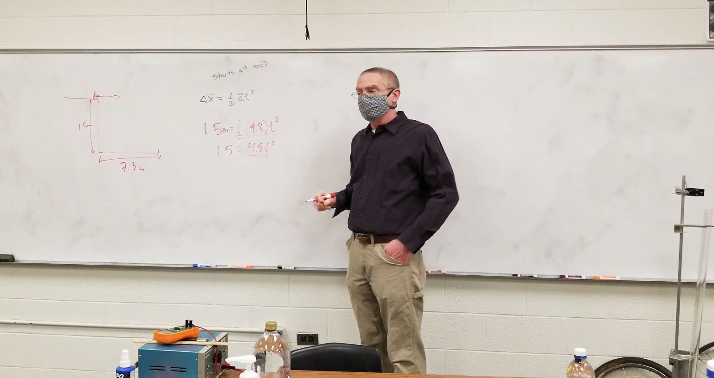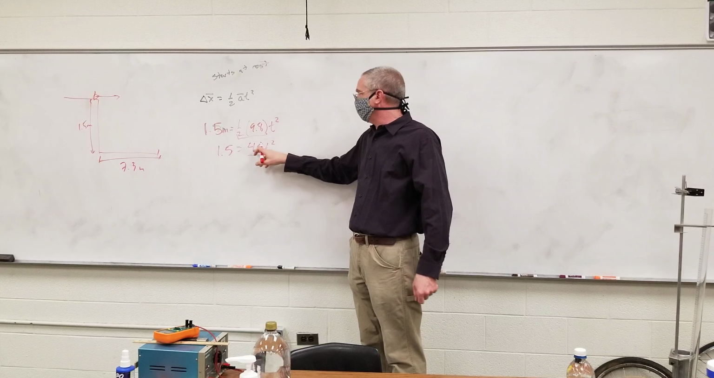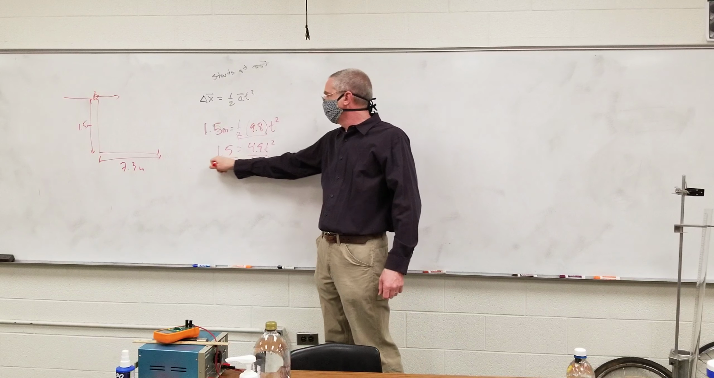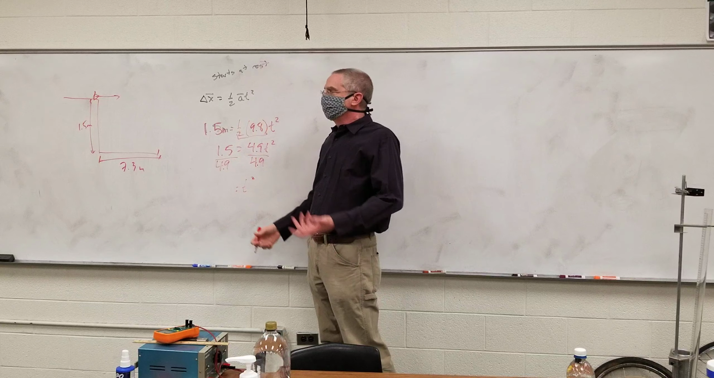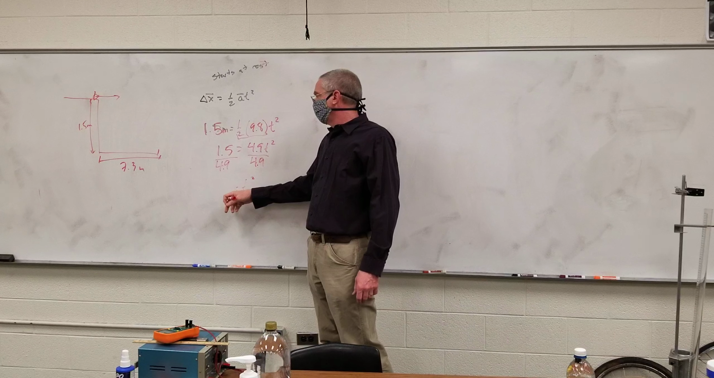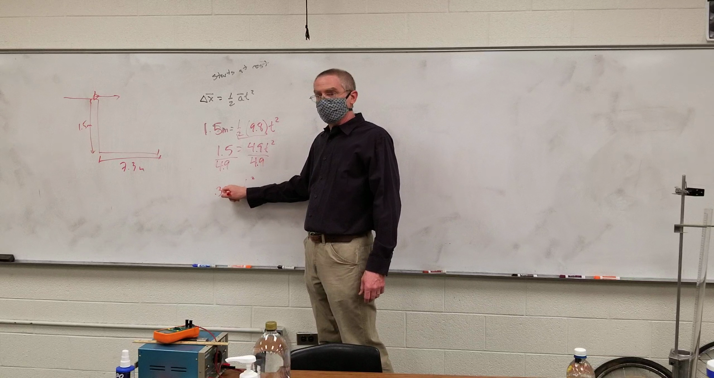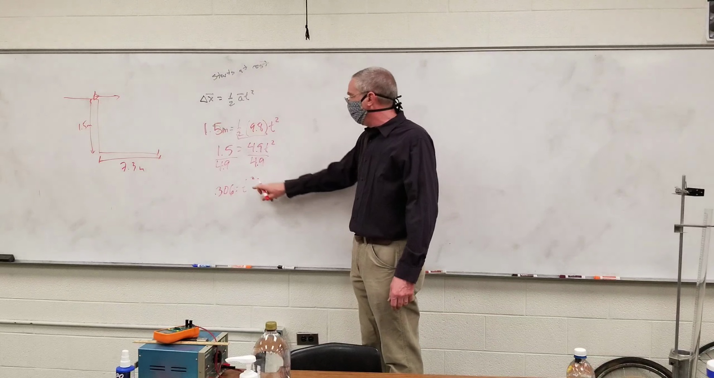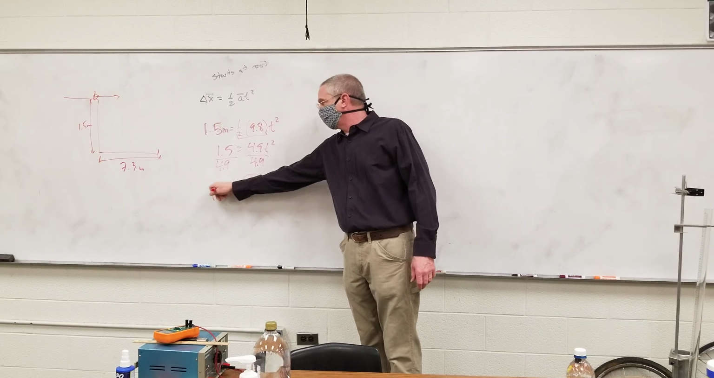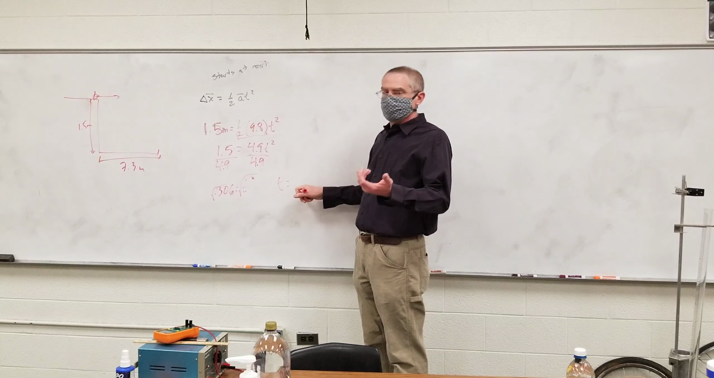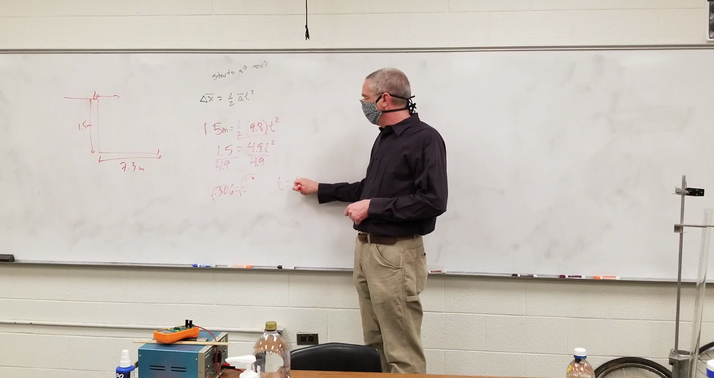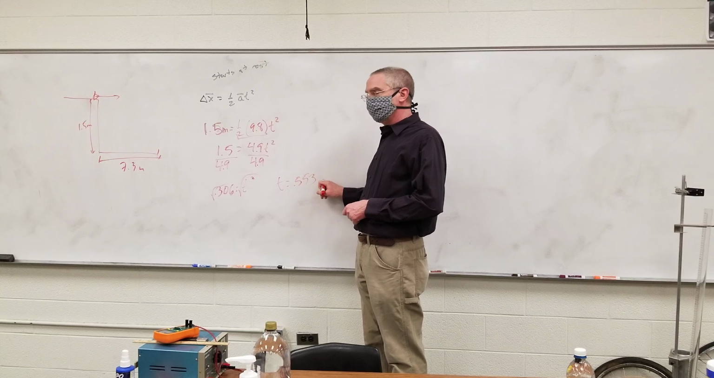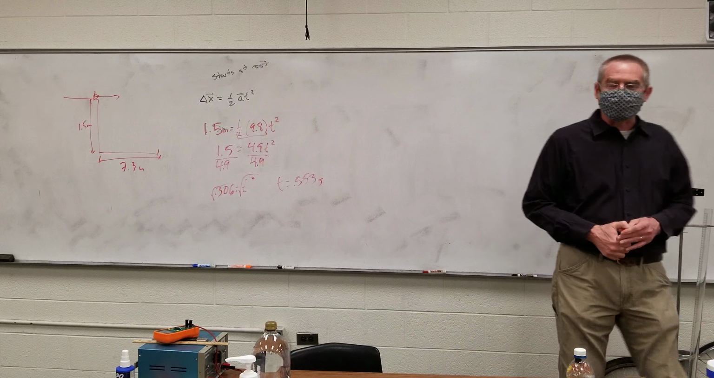We're trying to get to time, so we're going to start peeling this stuff away. So first we get rid of the 4.9. And so t squared is equal to 0.306. Now we get t by itself by taking the square root of both sides, which is 0.553 seconds. All right. So we now know how long it is in the air.